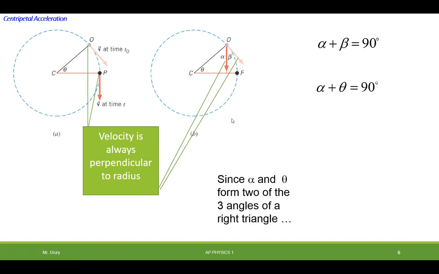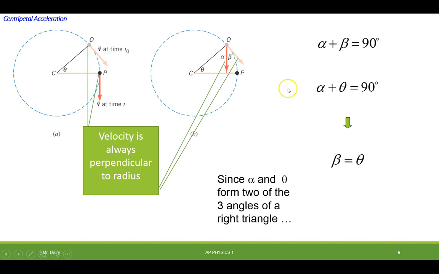So why am I saying all this? I want to prove that beta and theta have to be the same. Because if alpha and beta are 90 and alpha and theta are 90, then beta and theta must be equal to each other.